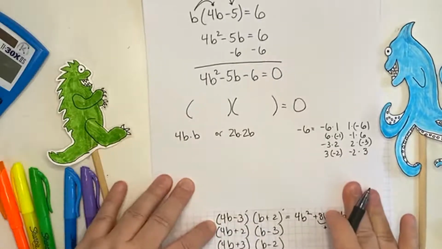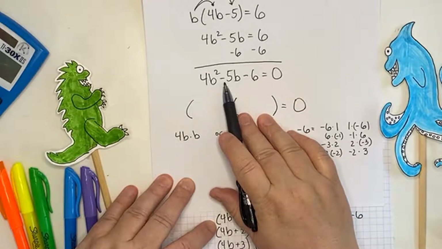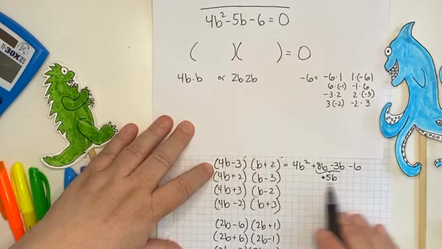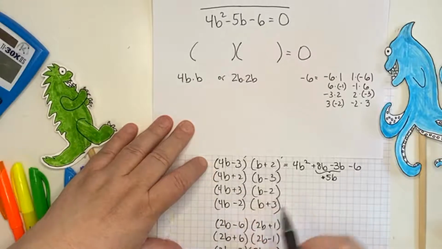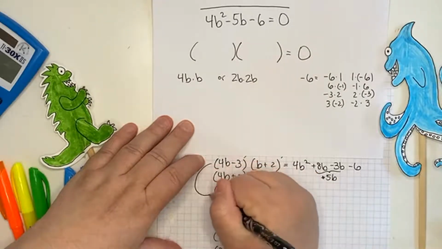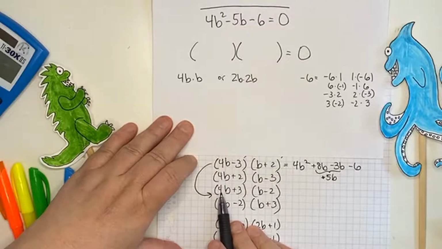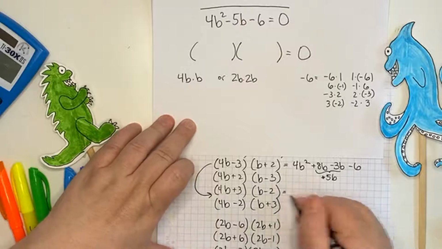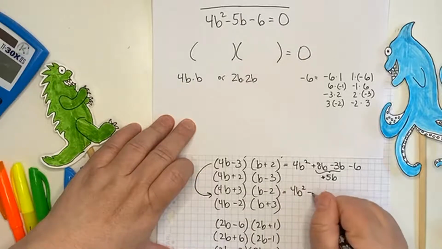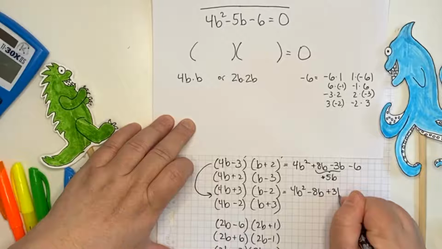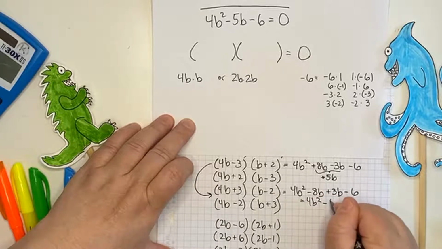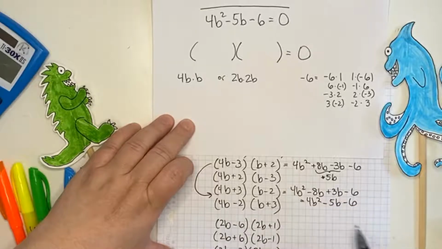Now, what am I looking for? Minus 5b. So if I'm looking for minus 5b and I got plus 5b here, then I want everything to stay the same. I just want to change my sign. So let me come down here. 4b plus 3, b minus 2. So the opposite signs. This is 4b squared minus 8b plus 3b minus 6. So that's 4b squared minus 5b minus 6. Oh my gosh, we got it.